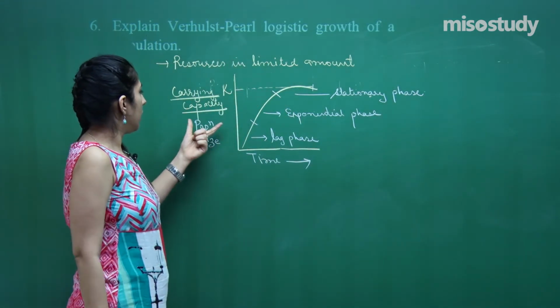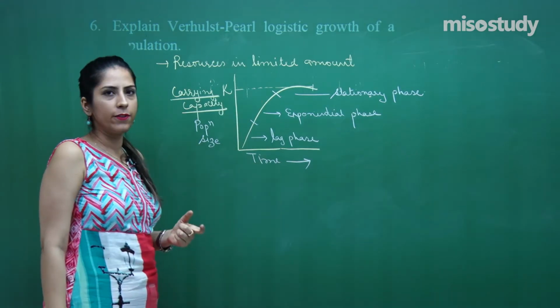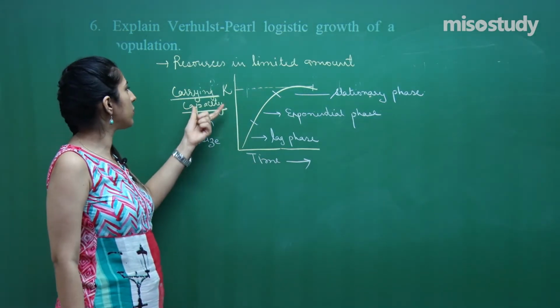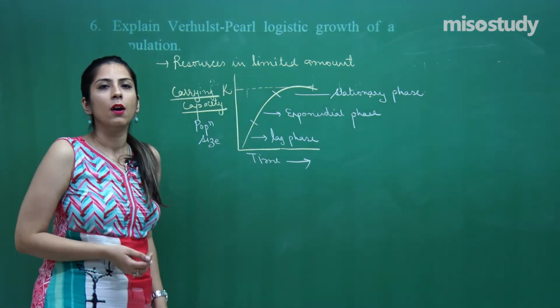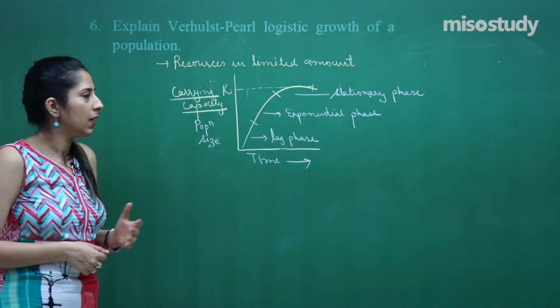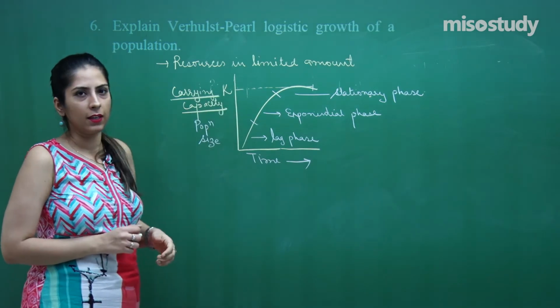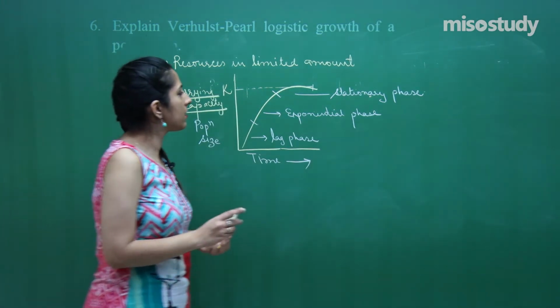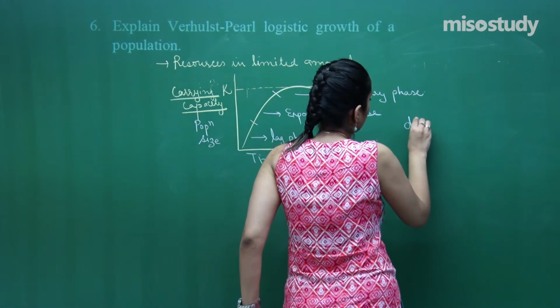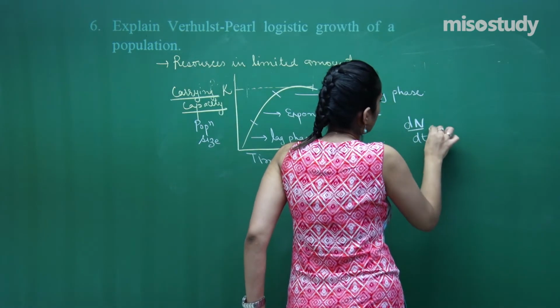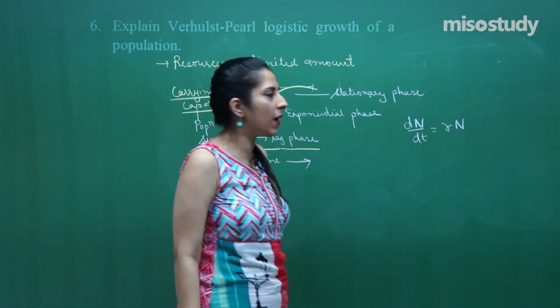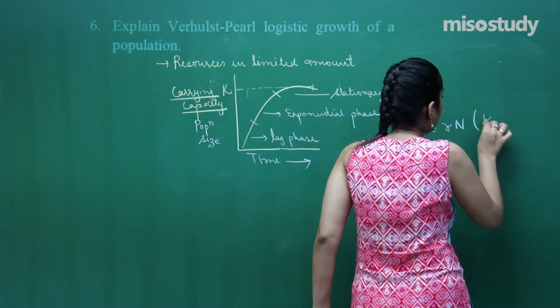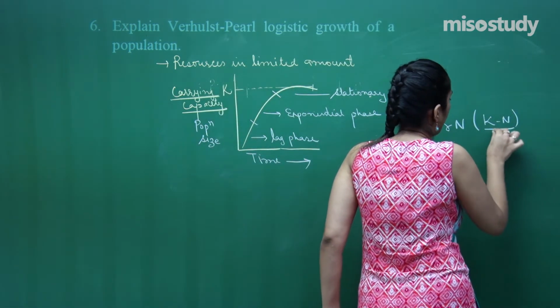Now, when this type of graph is obtained, a factor comes which is called carrying capacity, and the population will not be able to grow beyond this carrying capacity. Carrying capacity is denoted by K. Now, the equation says dN/dt is not only equal to rN. In fact, one more factor came in this, that is (K minus N)/K.